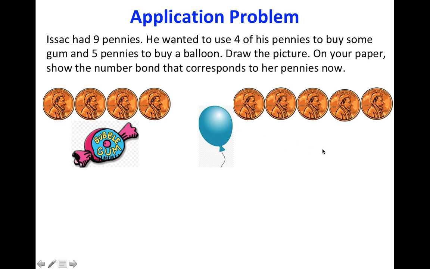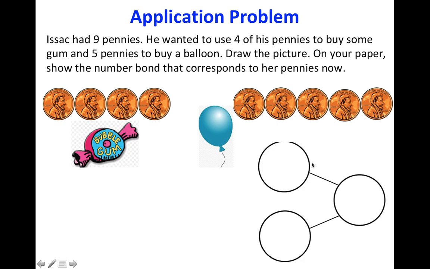Did you see how I drew the pennies? I have 5 pennies in a row, which means that this is the 5 group way. Now, since I already know that I have 9 pennies, this means that 4 plus 5 equals 9. Now I have to draw a number bond to match my picture. So at this time, you can take out your number bond chart and we will do it together.